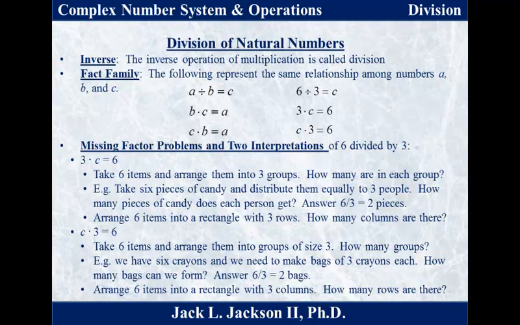So a real-world example is, we have 6 crayons, and we want to make bags of 3 crayons each. How many bags can we form? And the answer is 6 divided by 3 equals 2 bags. So again, if we think of it as arranging into a rectangle, this time we know the number of columns, or the width, is 3. And the question is, how many rows, or how tall is it? The answer is, of course, 2.